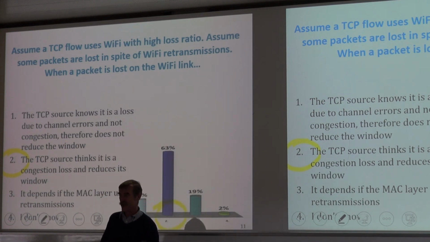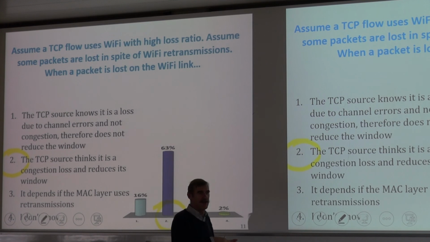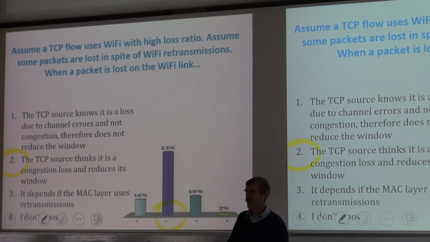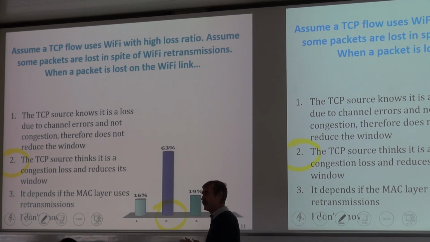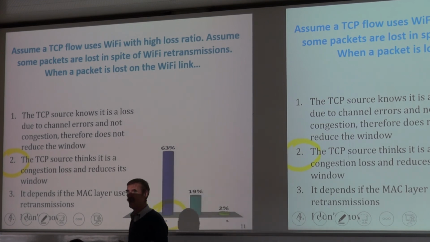Now if there are losses, TCP will think it's congestion because TCP gets loss as negative feedback. That is the consequence of the design decisions that were made in the middle of the 80s where mobile networks did not exist.